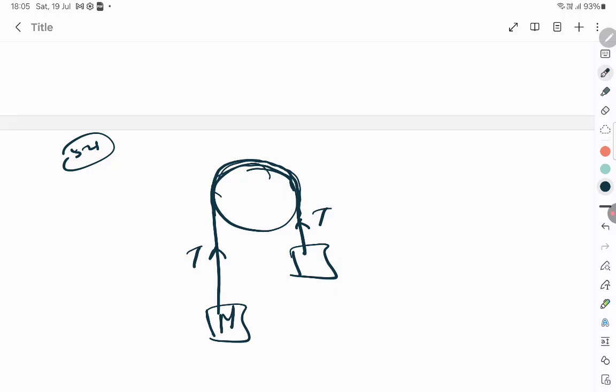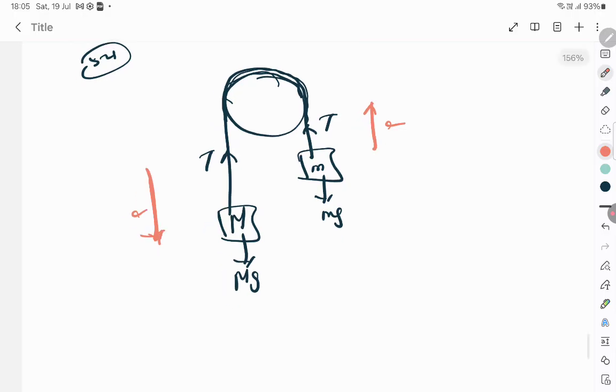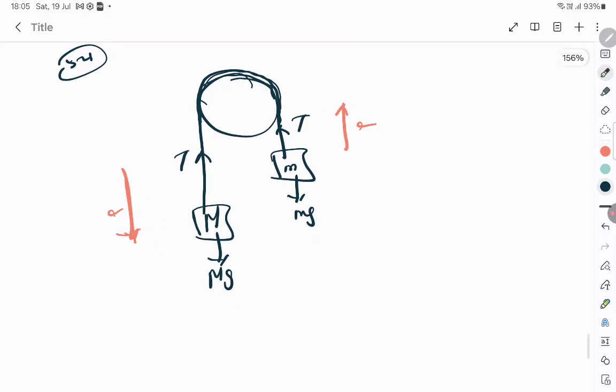Let's consider this block of mass capital M, and this is small m. Capital Mg will be acting down and small mg will be acting down. Gravity is always going to pull it down. But let's consider that this mass is going to accelerate downward, then this mass is going to accelerate upward. Something is going to pull it up, then that's going to go up. Everybody knows. So let's take a free body diagram of this.